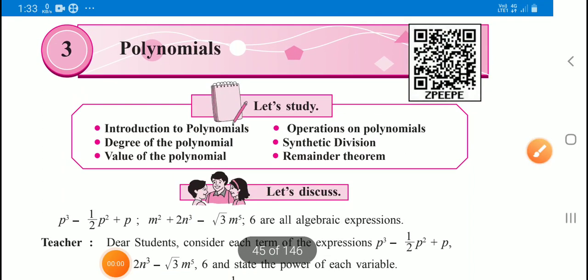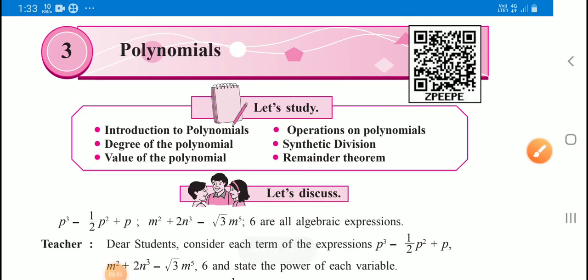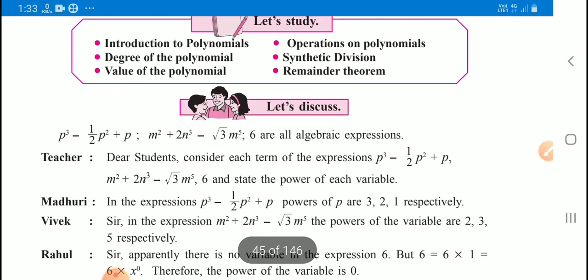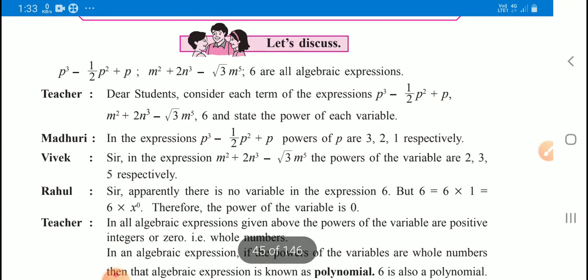Hi students, today we will see topic number 3 from mathematics part 1 of your book, that is polynomials. In this we will study the introduction to polynomials, operations on polynomials, then the degree of the polynomial, synthetic division method, value of the polynomial and remainder theorem. Before that, let us discuss.